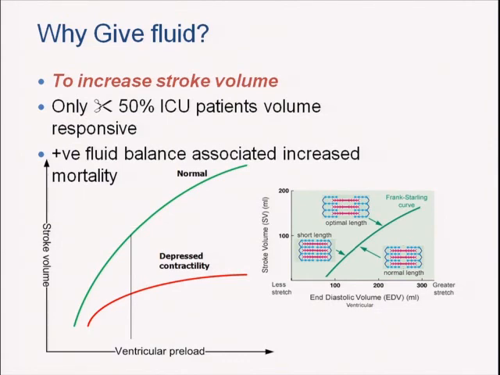And what we know pretty well now is that only about 50% of hemodynamically unstable patients in the operating room, in the ICU, in the emergency room are fluid responsive. So that means 50% of patients are non-fluid responsive. And we also know that a positive fluid balance, as I'll show you, is associated with increased mortality. So clearly what you need to know is, where's the patient on his or her Frank-Starling curve? Is the patient down here and preload responsive, or is the patient up here? It's not going to respond to fluid.